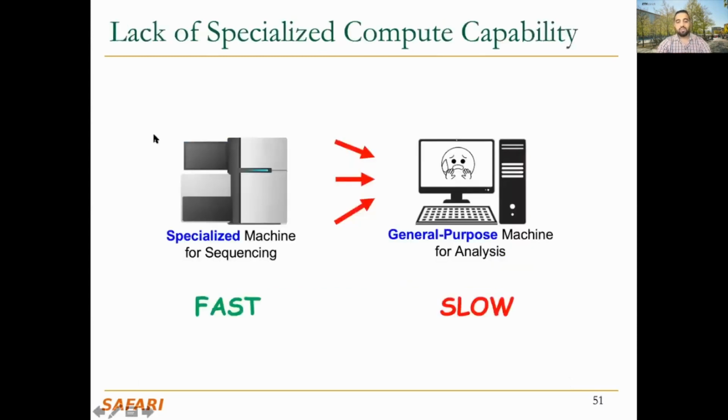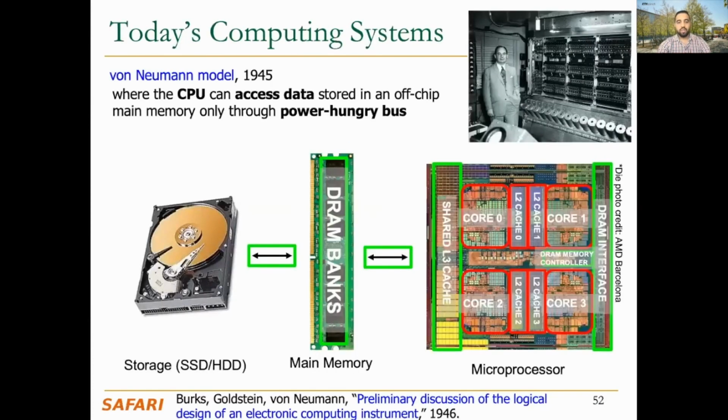We are still using very sophisticated machines for sequencing, but we are using general purpose computers for the analysis, which doesn't make any sense. So we are using very fast machines to generate a huge amount of data, but when it comes to the analysis, we are still using limited capability machines. We are following the von Neumann model, which separates the memory and the storage from the CPU. So it's memory-centric or CPU-centric. What is the right choice to pick?